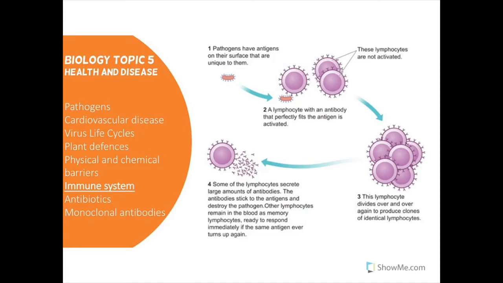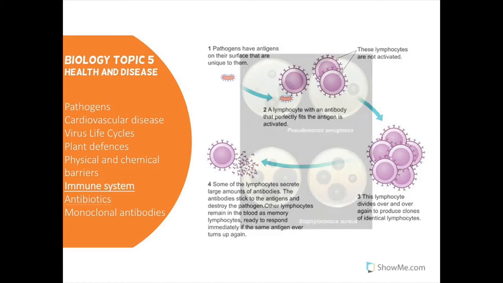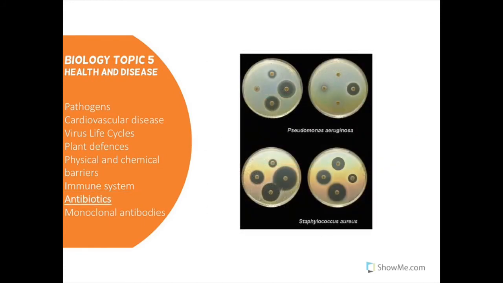I will pause the video, make sure you understand those steps, but we're going to move on to the last two things, antibiotics and monoclonal antibodies. Okay, so antibiotics only work on bacterial infections. They won't work for viruses or for fungus. But if you have something like a skin rash or a throat infection, you'll go to the doctors and they will give you antibiotics.